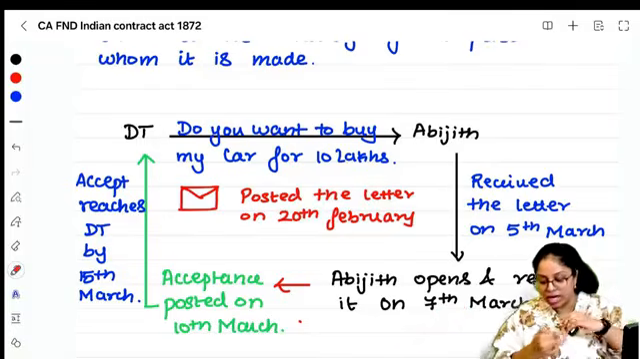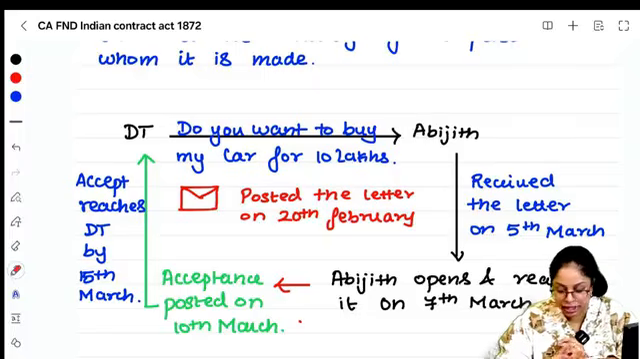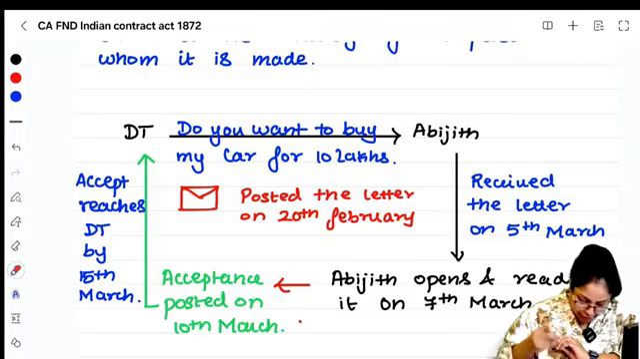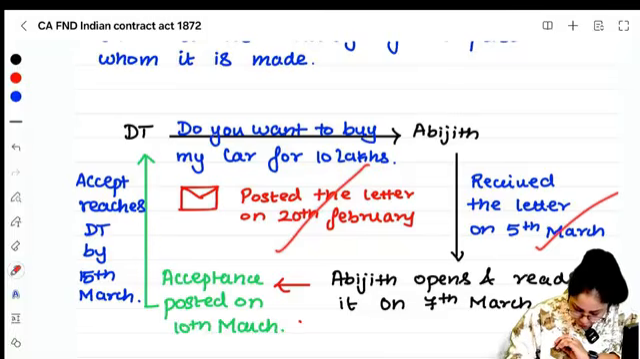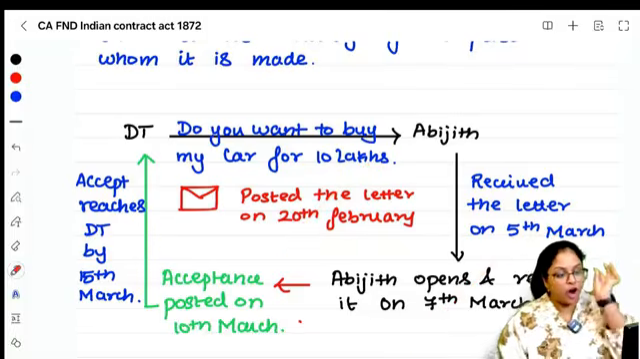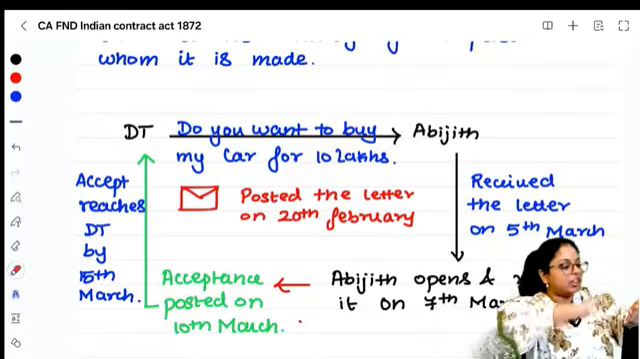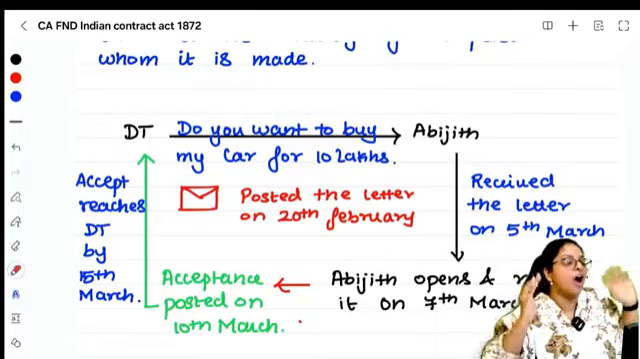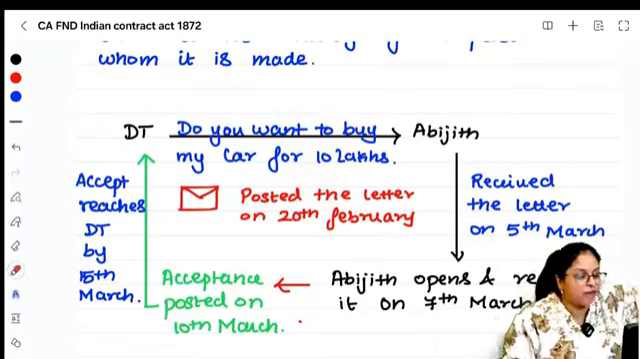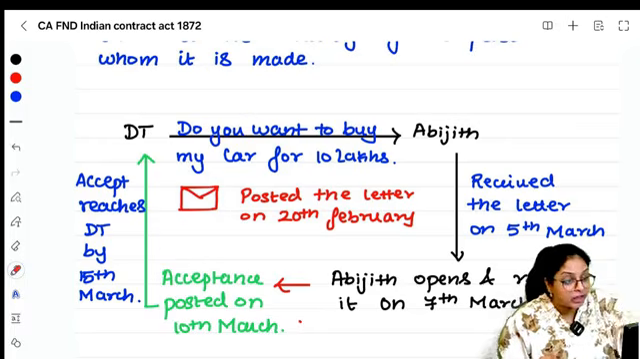Now you tell me, when is the offer communicated? Is it on the 20th, the 5th, or the 7th? Very good. The offer is communicated on the 7th of March. The offer is communicated when the offeree opens and reads the offer, when he gets the knowledge of the offer. That is the date when the offer is communicated.